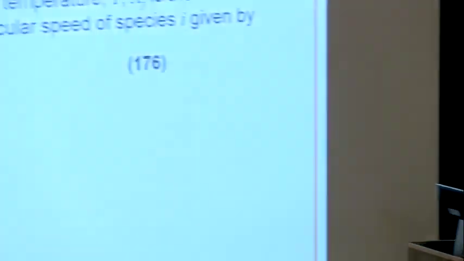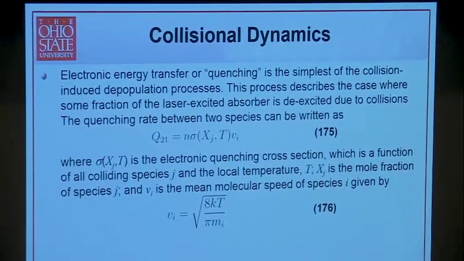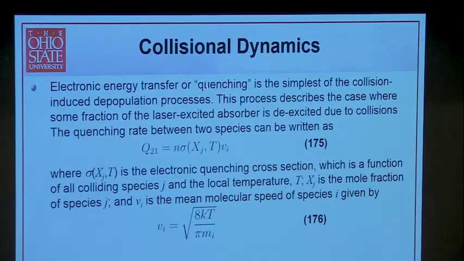Okay. Now, electronic energy transfer or quenching is the simplest of the collision-induced depopulation. This is one we'll talk about. It's much simpler than RET or VET. Again, we've described this process quite a bit. This is where a fraction of the laser-excited absorber is de-excited due to collisions. And now the rate, this Q21, remember we're keeping within our model of just two states, where the ground state is coupled to an excited state just via laser coupling, is going to be proportional, obviously, to a cross-section.